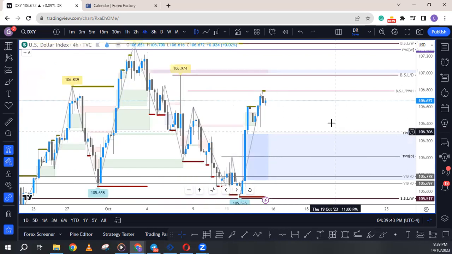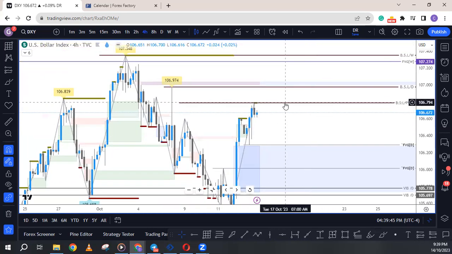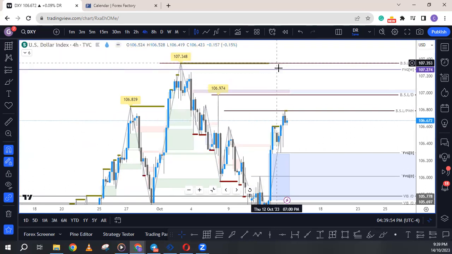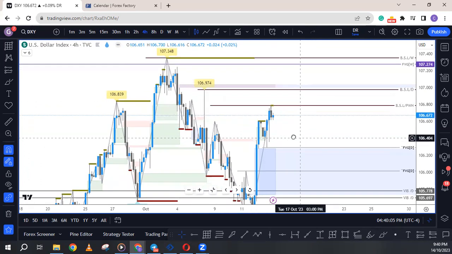Then in the rally, the first draw will be the previous week's high at 106.78, 106.97, then probably any of these points here. Although we have this unmitigated fair value gap here, so this most likely will be a draw. Because whenever you have a swing high and an unmitigated fair value gap, that most likely will always be the draw on price.